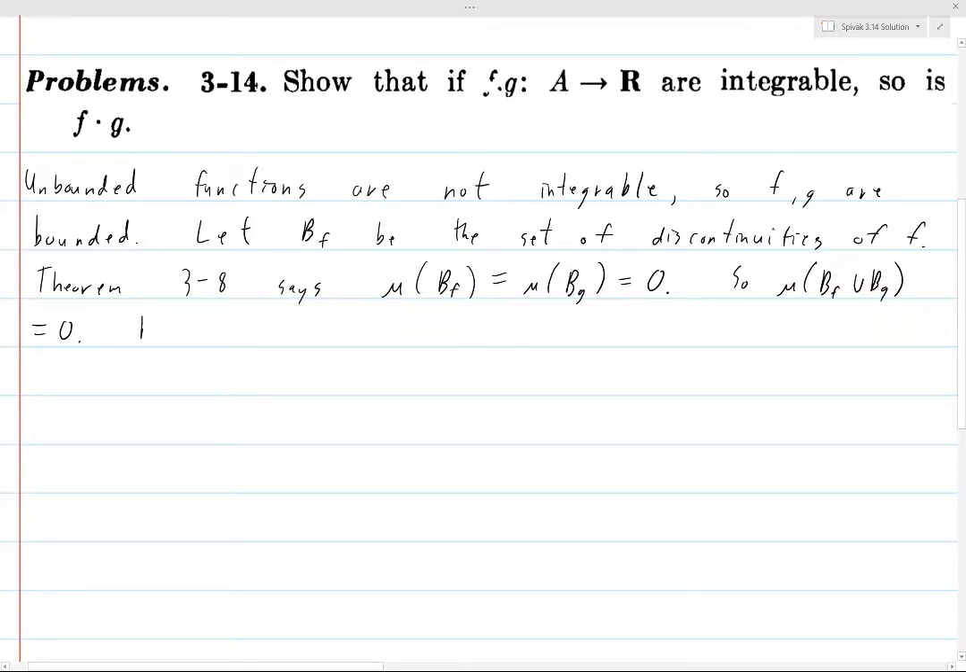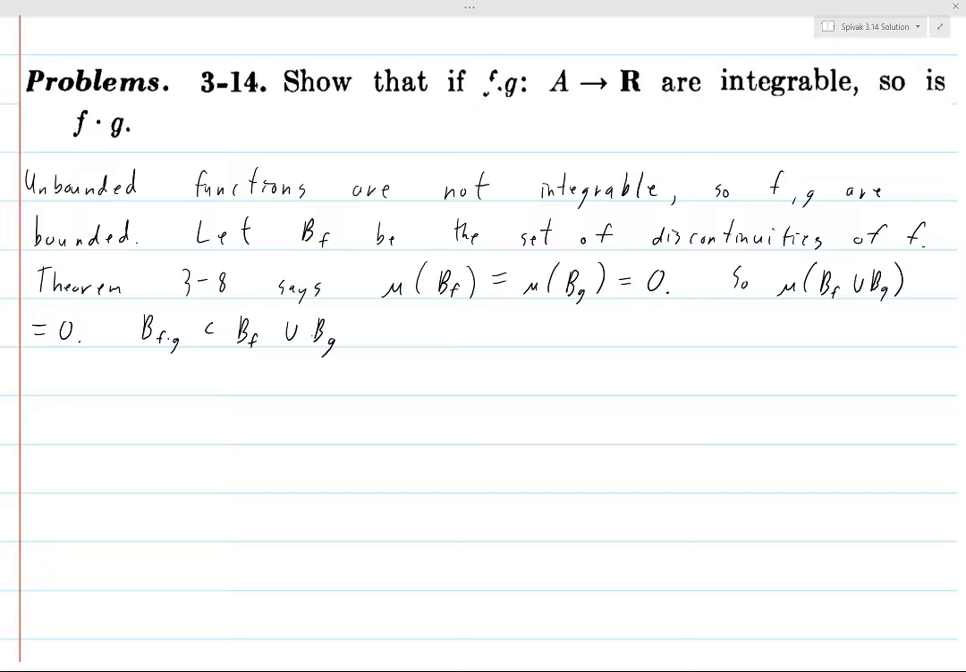Okay. Bfg. So this is B, and then the subscript is f times g. So this is the set of discontinuities of the function f times g. And this set is a subset of Bf union Bg, because if f times g is discontinuous at a point, then it has to be discontinuous at least for f or g.